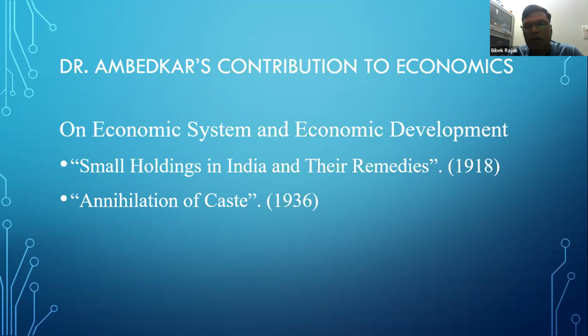They say that this is a model for economic development where the problem of agriculture and the problem of small holdings are discussed. Along with that, Dr. Ambedkar is also providing remedies for the agricultural sector and for the overall economic development of the country. There he argues that the debate of consolidation and enlargement going on at that time is fine, but the ultimate solution to the problem of agriculture is industrialization. That he is saying in 1918.